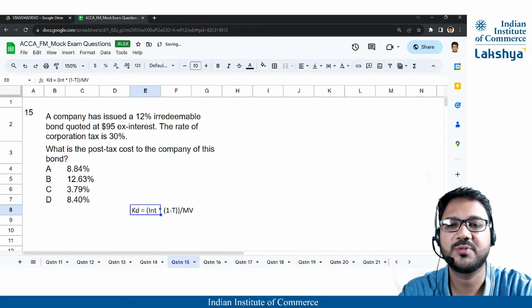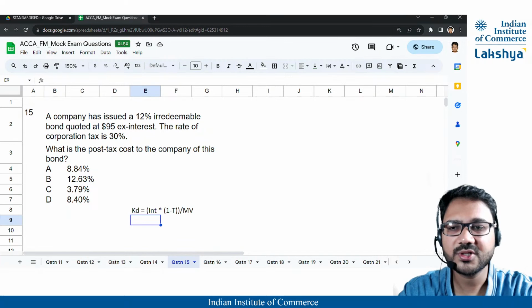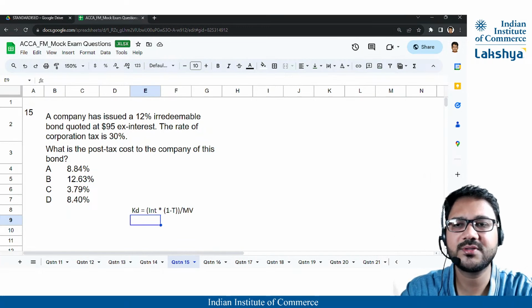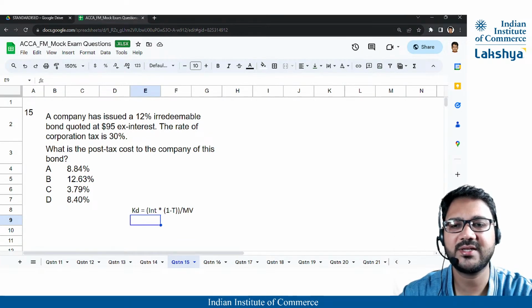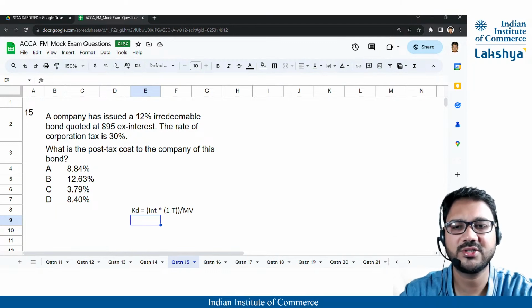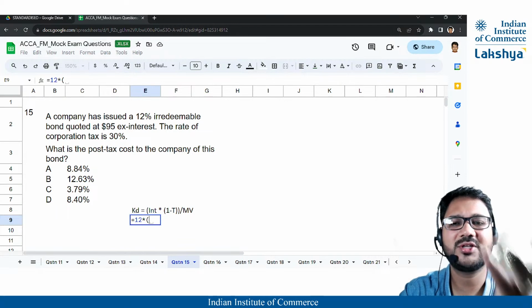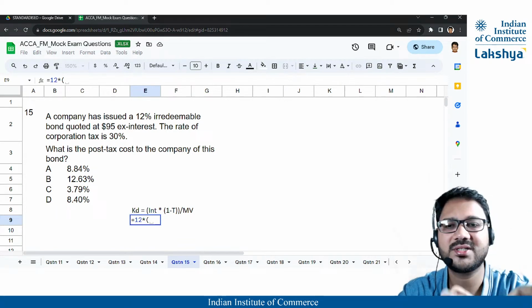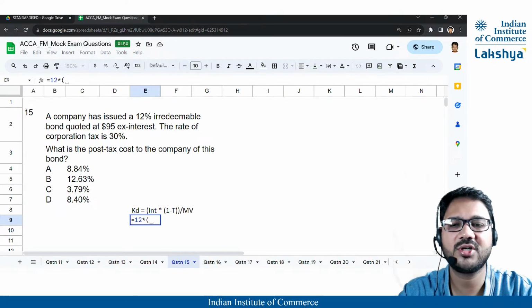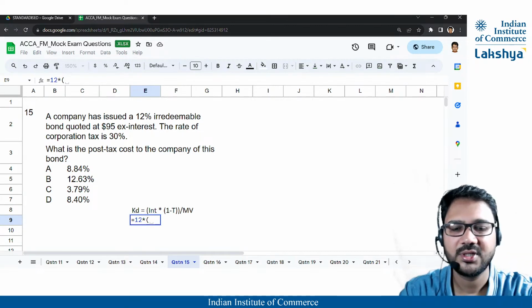Okay, market value of P0 you can write. All right, so we have the coupon, that is 12%. 12% basically means on $100, that will be $12. So it is equal to $12 into (1 minus T). It's nothing but your yield, right? So your interest divided by your market value or the price which is currently being quoted.